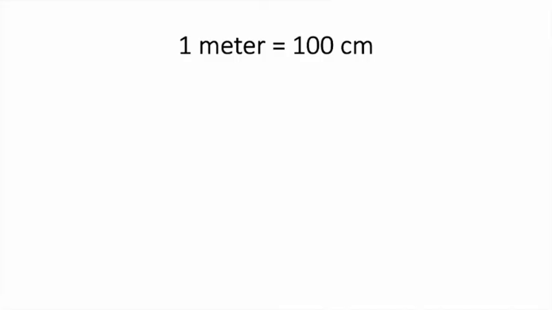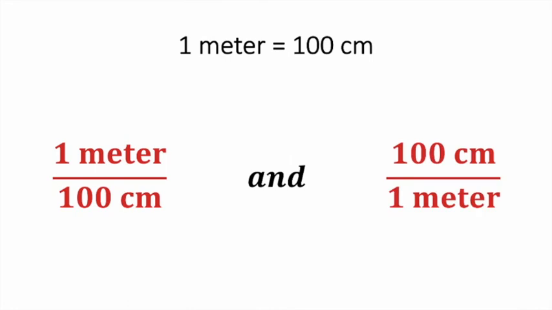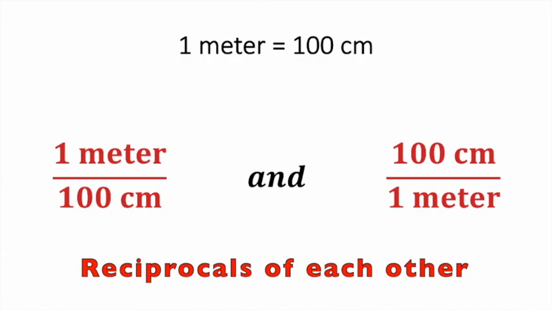For example, let's look at the conversion factor 1 meter equals 100 centimeters. Here are 2 fraction conversion factors we can make from this. The first is 1 meter over 100 centimeters, and the other one is 100 centimeters over 1 meter. Take a look at these. What do you notice about these ratios? How do they compare with the conversion factor? Well, if you look at these closely, you will notice that these are reciprocals of each other.